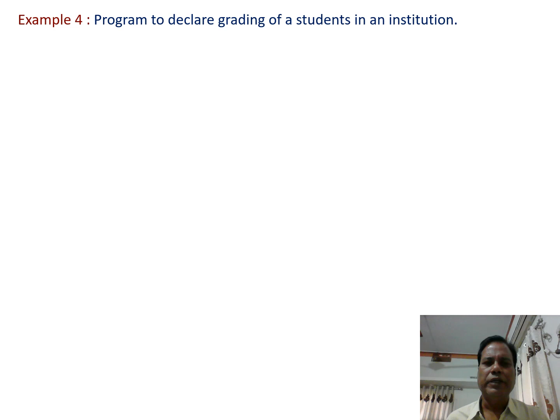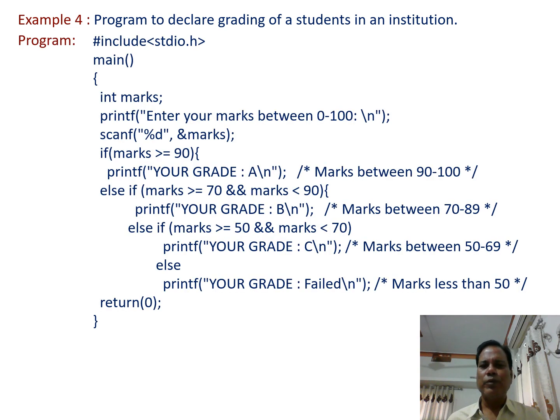Now let us take another example. In this example, we write a program to declare the grading of a student in an institution. We have to prepare a program that displays the grading depending on the marks scored by the student. A program can be written like this. As usual, we include the standard input output .h header file, using the less than and greater than signs. Then within the open and close braces of the main function, we write our code.